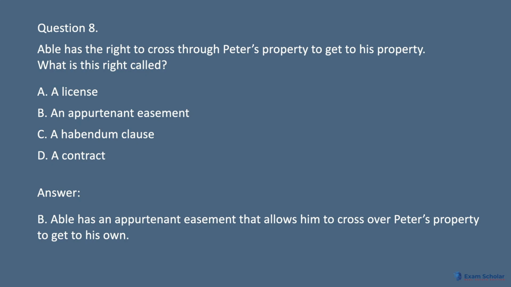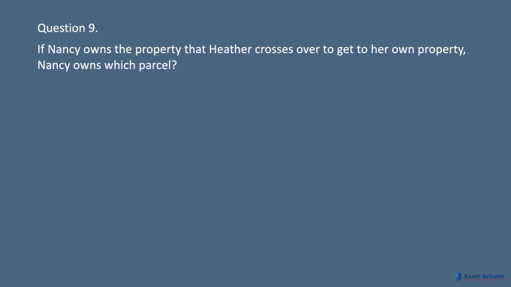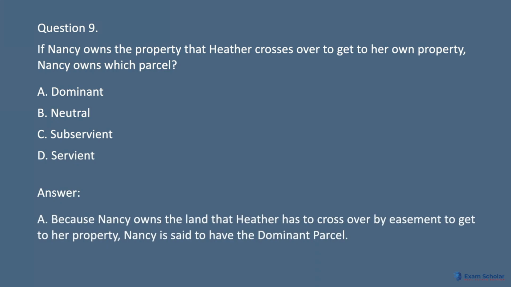Question 9. If Nancy owns the property that Heather crosses over to get to her own property, Nancy owns which parcel? A. Dominant. B. Neutral. C. Subservient. D. Servient. Answer: A. Because Nancy owns the land that Heather has to cross over by easement to get to her property, Nancy is said to have the dominant parcel.